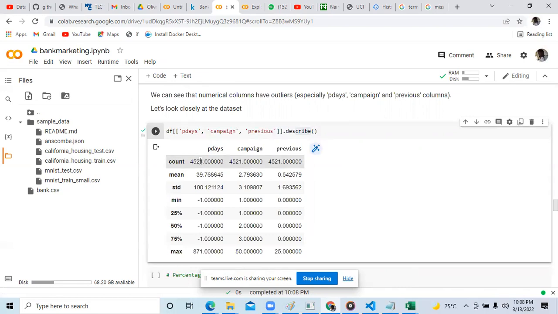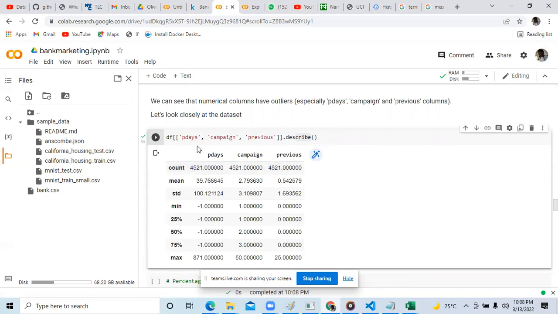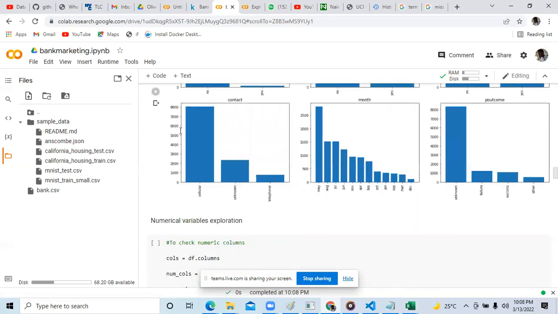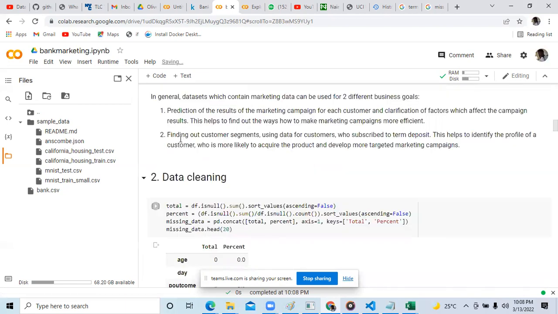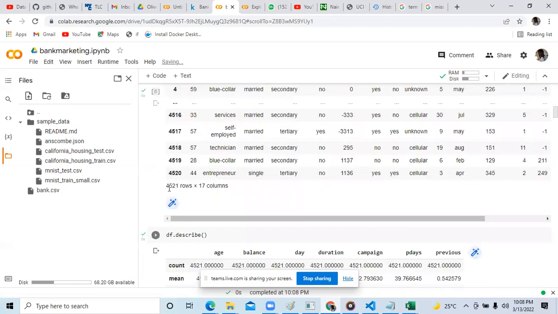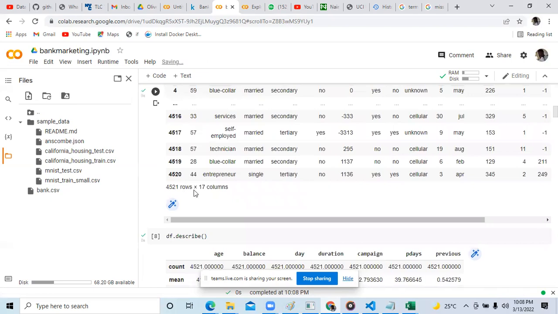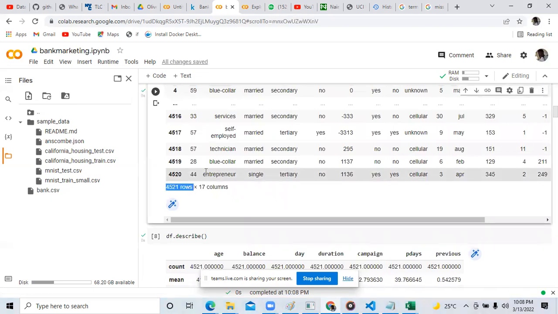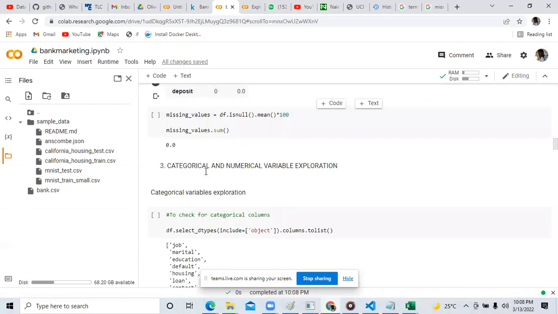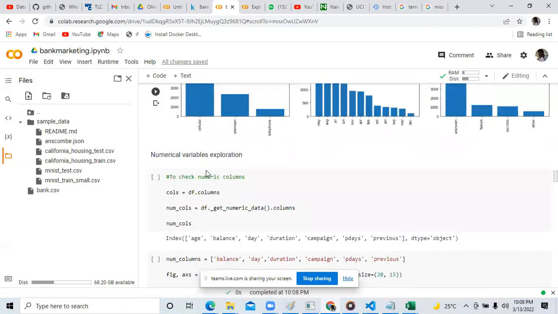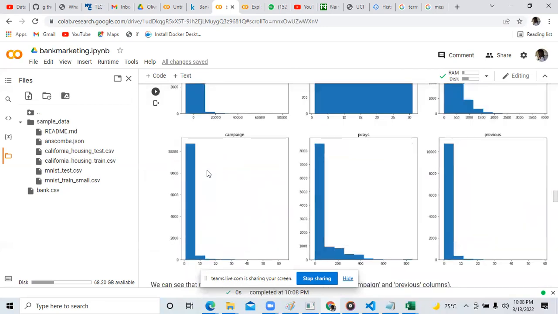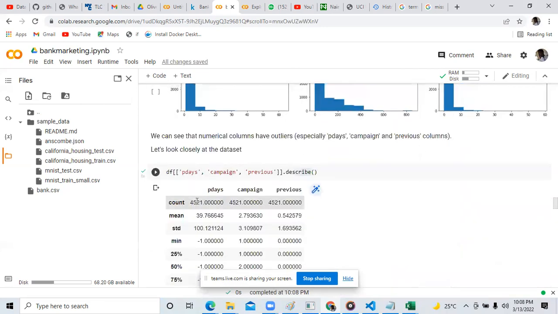So df says 4,521 rows, just to show that the number of rows is intact. That's the count, the very first thing. You want to make sure there are no missing values and that this count is intact. Everywhere here we have 4,521, so we are good to go.